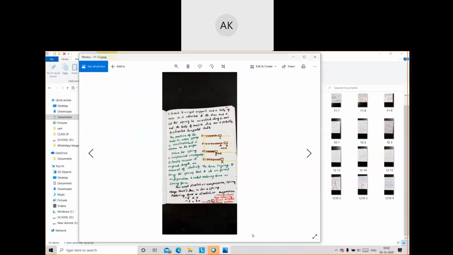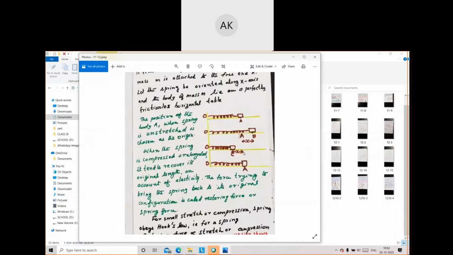Okay. Next is elastic potential energy of a spring. That is the derivation that we have to study today. For that, you can see the figure. Elastic potential energy of a spring. You can see a spring here.